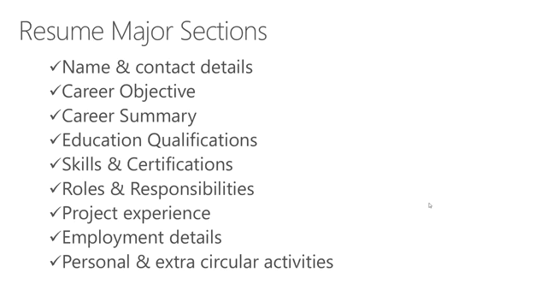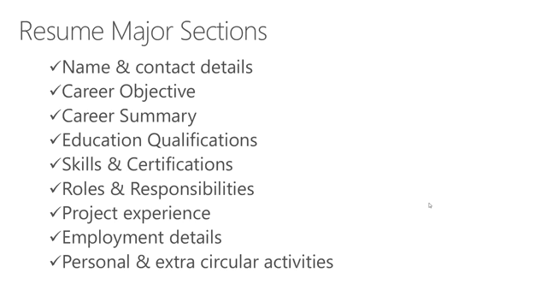Then the second one is the career objective. Career objective is where you tell people why and what you are looking for. And when it comes to the career summary, it talks about what you did so far: what companies you worked for, what kind of projects you worked on, how many years of experience, and what technologies you worked on. All these things we call out in the career summary.